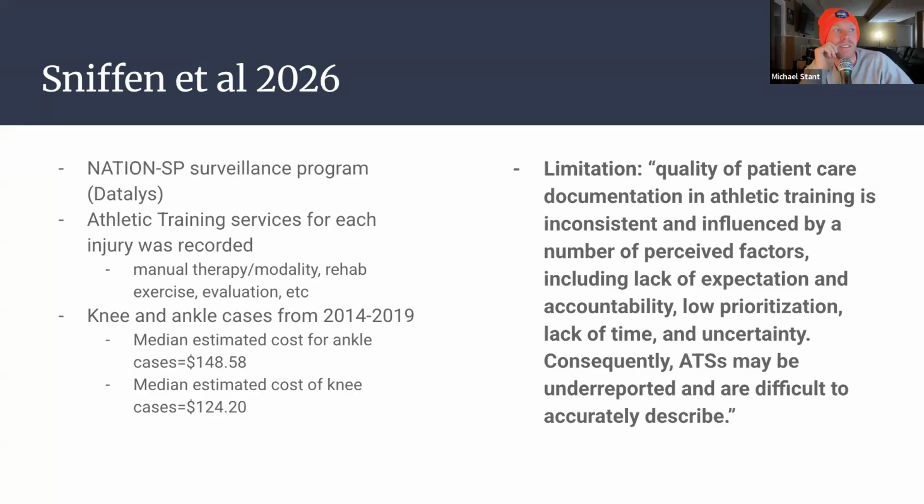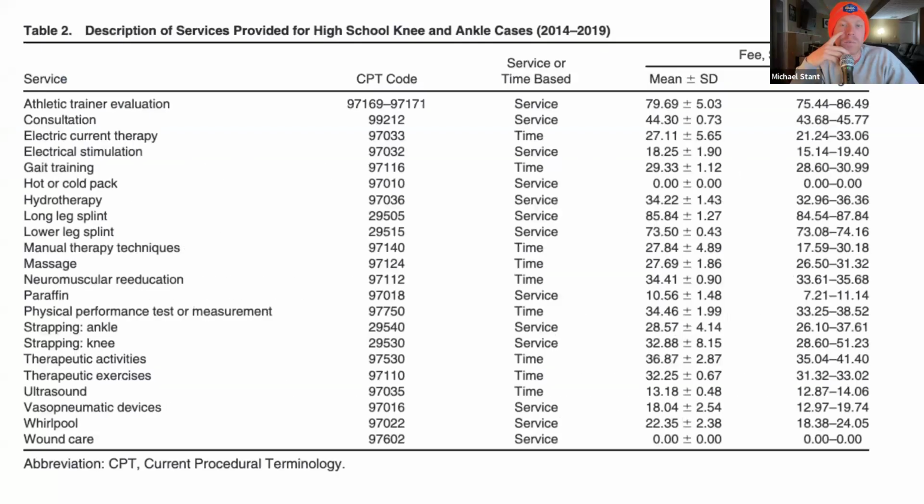And I put this quote in here because the limitation is honestly just our documentation, right? And I'll read it real quick. Quality of patient care documentation in athletic training is inconsistent and influenced by a number of perceived factors, including lack of expectation and accountability, low prioritization, lack of time, and uncertainty. Consequently, ATs' athletic training services may be underreported and are difficult to accurately describe. So what they're saying is that athletic trainers just weren't documenting everything that was occurring, and that's why the costs are so low, right?